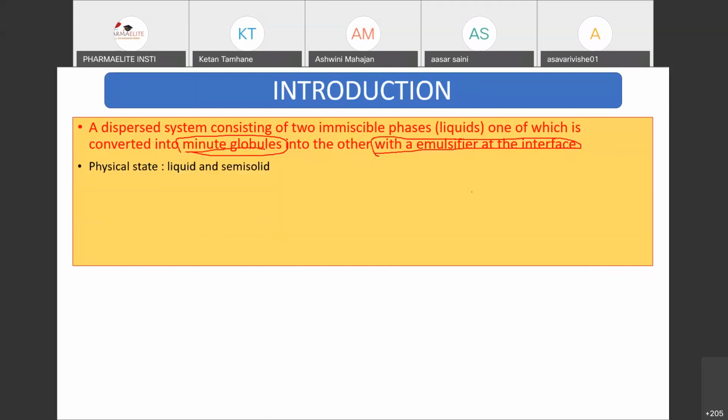Next, when you talk about emulsions, they are basically available in two different forms. Most of the time it is liquid. Very rarely, you would also have semi-solid emulsions. What do you mean by semi-solid emulsions? Have you ever seen semi-solid emulsions? Probably those in final year might have already made a semi-solid emulsion. Creams, what we apply, are nothing but semi-solid emulsions only.